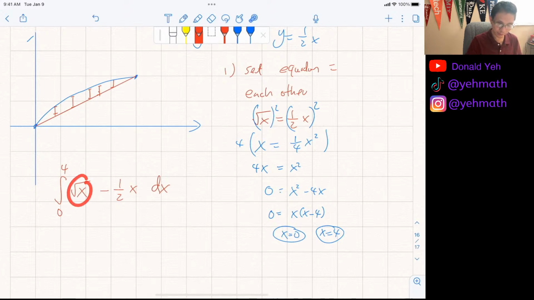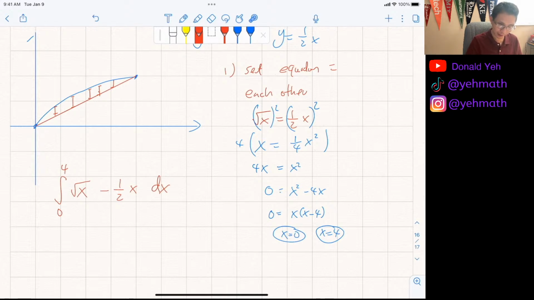Because square root x is the top right here. 1/2 of x is the bottom. You subtract them, and it becomes this length. And you can add up all this length. Does that make sense or no? Wait. So you subtract. Oh no, yeah, that makes sense.